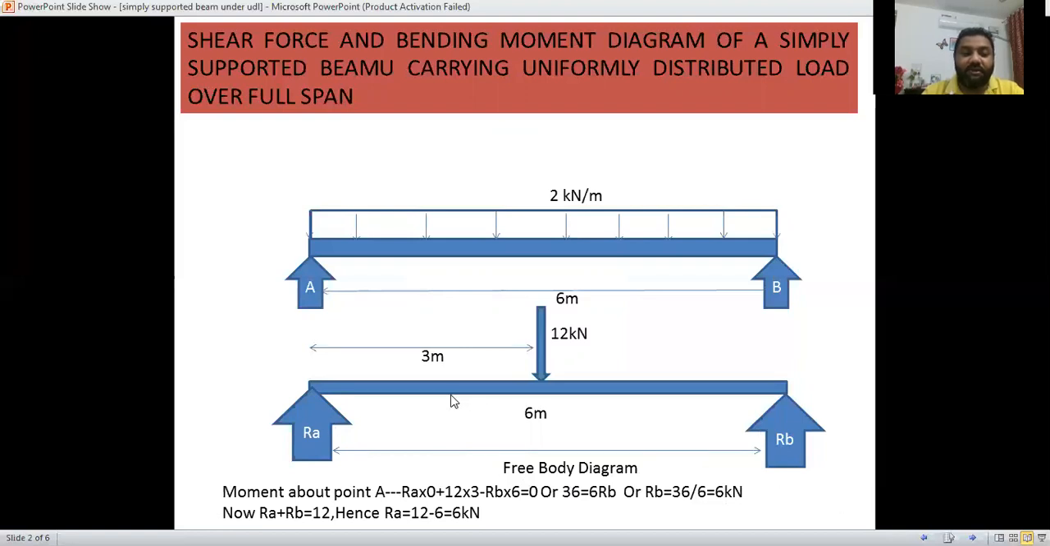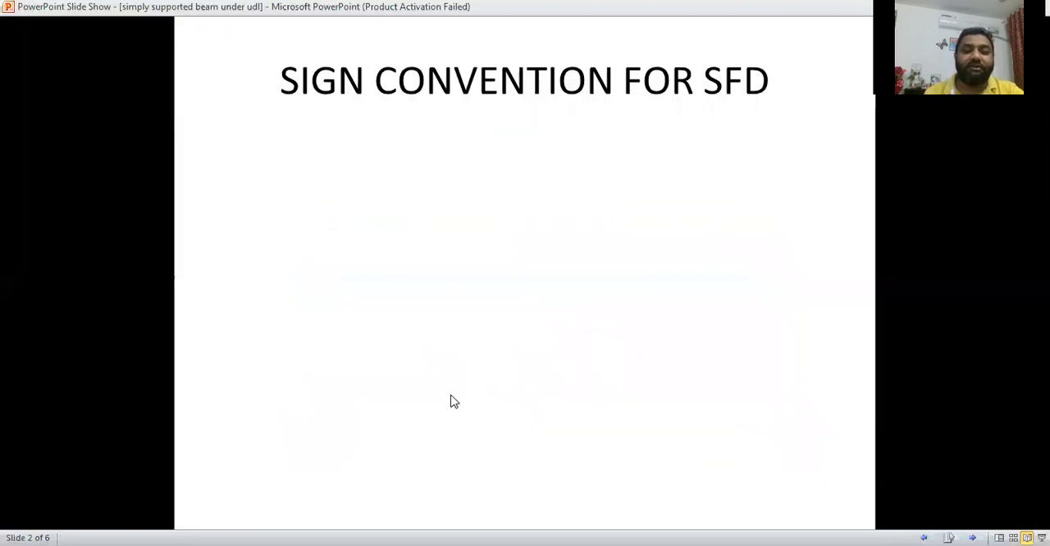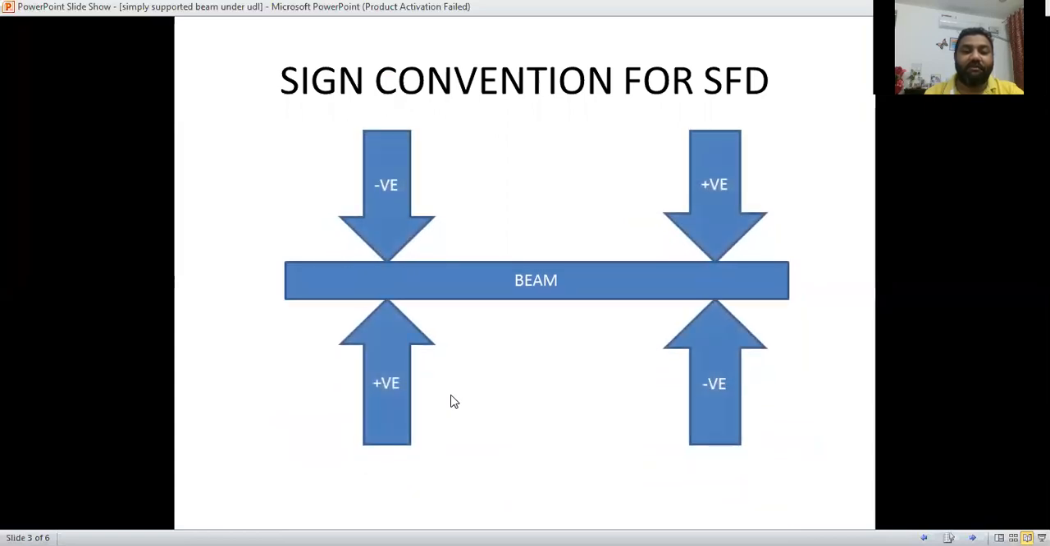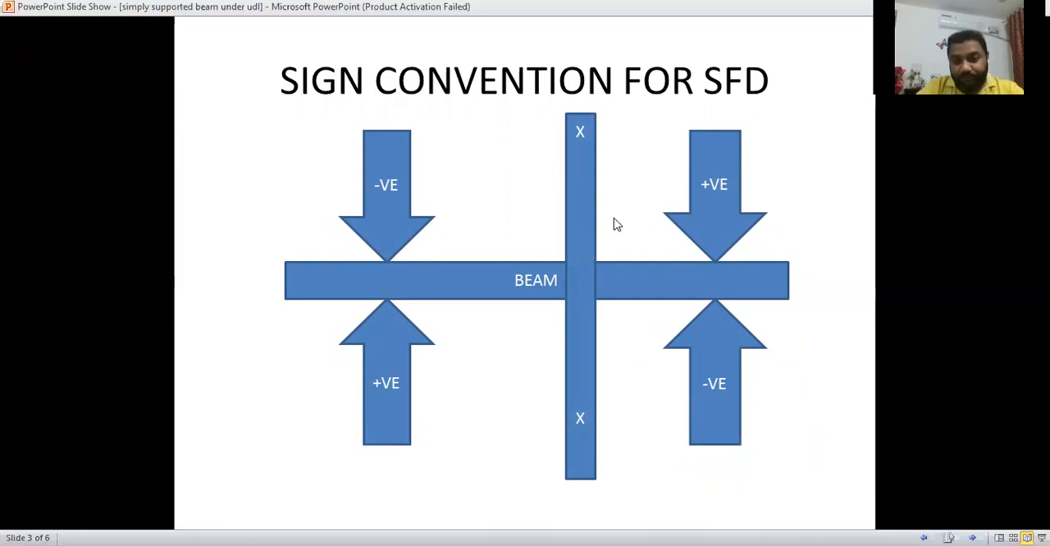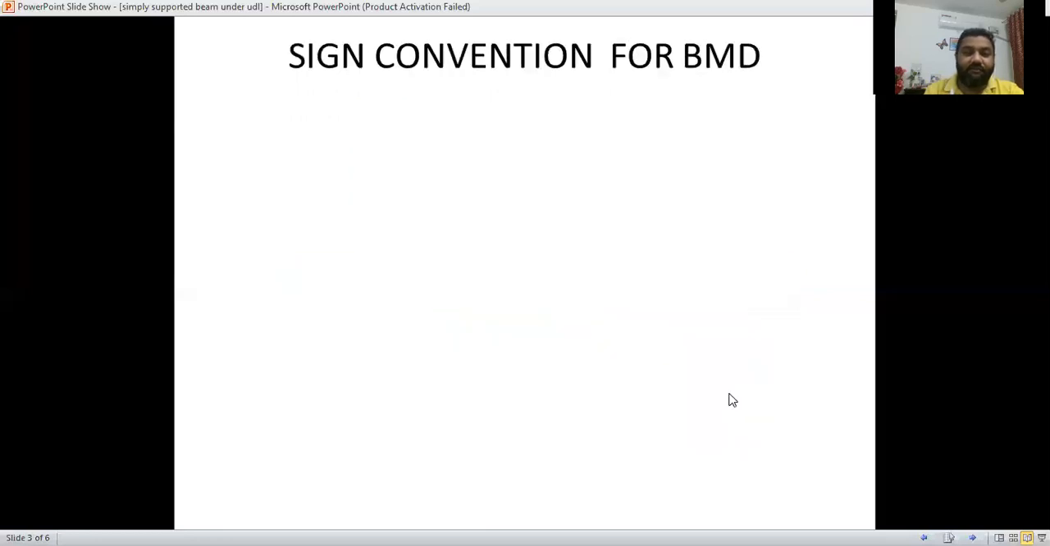This is the first step for shear force and bending moment: you have to find the reactions at the supports. Now the sign convention, which we already know. This is a beam, then there is a section, and there are forces upward and downward. If a downward force is on the right side of the section, we take it as positive. If there is an upward force on the right side of the section, we take it as negative, and vice versa in the opposite direction.